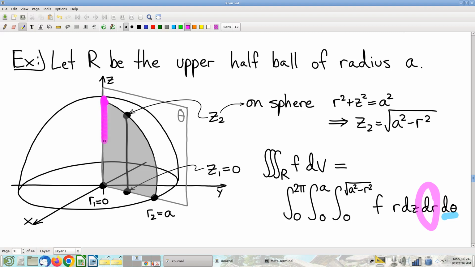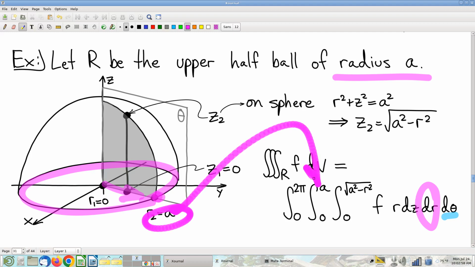Starting value of r, there's the first one. It's clearly where r is equal to 0. Last value of r is going to be at this point over here, which is on this circle, which is the base of this ball of radius a, so that distance there is a. Everybody happy with that? And you get lucky sometimes and the picture just gives you the answer.